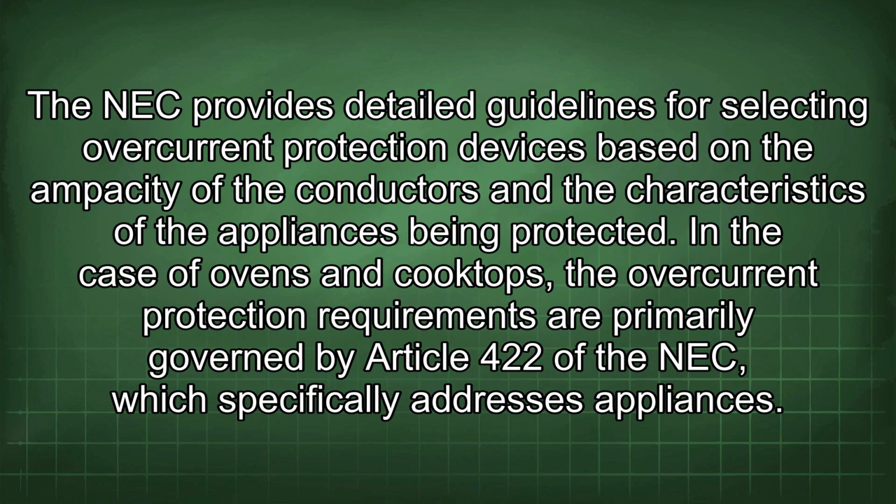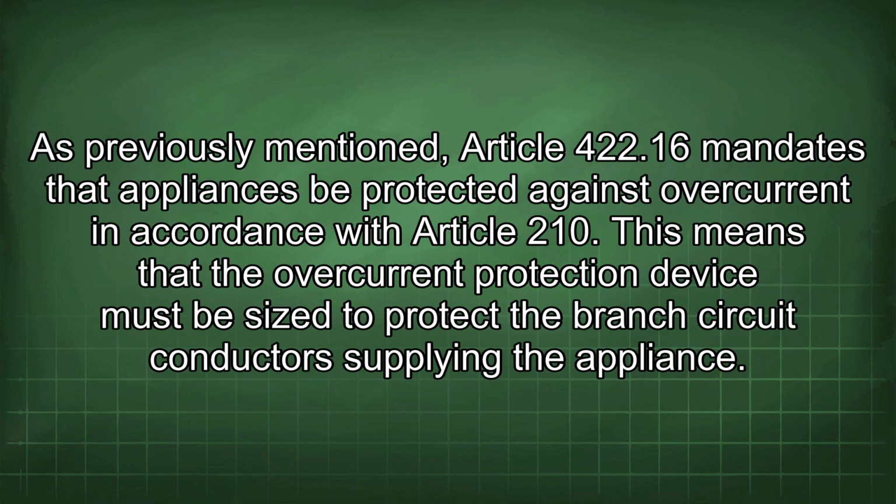The NEC provides detailed guidelines for selecting overcurrent protection devices based on the ampacity of the conductors and the characteristics of the appliances being protected. In the case of ovens and cooktops, the overcurrent protection requirements are primarily governed by Article 422 of the NEC, which specifically addresses appliances. As previously mentioned, Article 422.16 mandates that appliances be protected against overcurrent in accordance with Article 210. This means that the overcurrent protection device must be sized to protect the branch circuit conductors supplying the appliance.